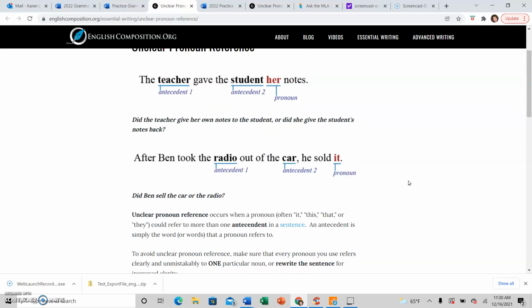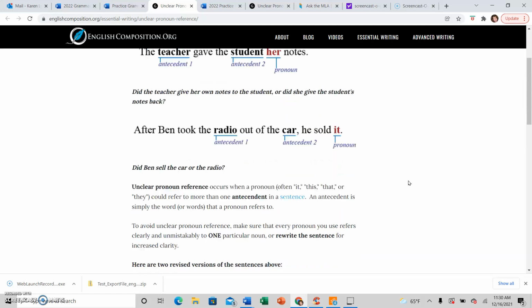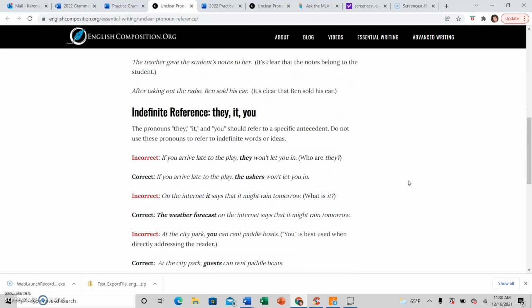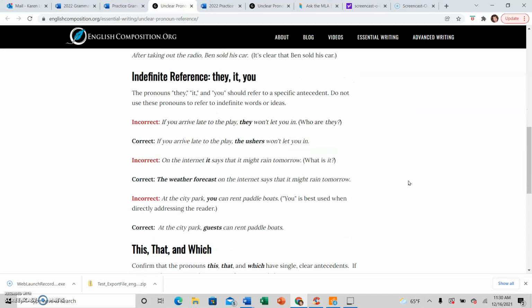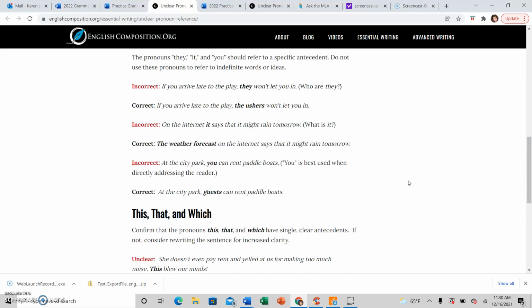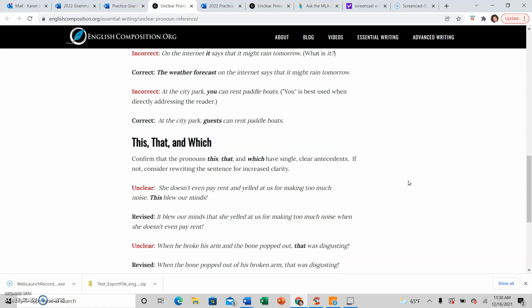Here's another example. After Ben took the radio out of the car, he sold it. Did he sell the car or did he sell the radio? You can also have incorrect pronouns when they, it, or you are in confusing positions so that it's not clear what they are referencing. And the same is true with this, that, and which. And you can pause the video and read through these details if you like.